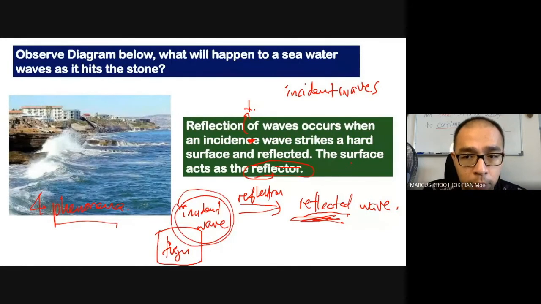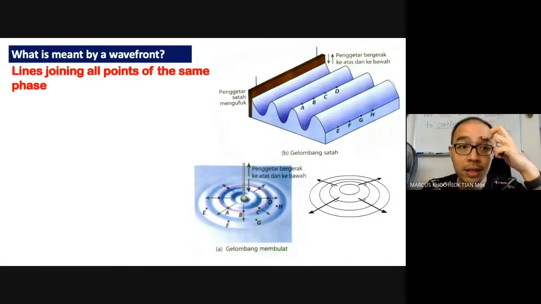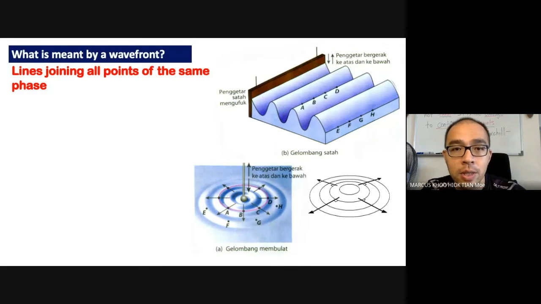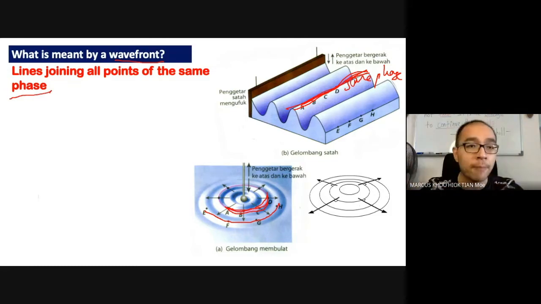Now, before we talk about the incident wave, let's talk about the wavefront first. What is a wavefront? A wavefront is a line that joins all of the points in the same phase. Let's consider this wave. These four points here are in the same phase, so if we draw a line across there, we can see that it makes a wavefront. In a circular wave, these four points, A, B, C, D, are in the same phase, meaning they are moving together. E, F, G, H is another set in the same phase. Same phase means they are moving together. Different phase means one goes up, one comes down, very different.